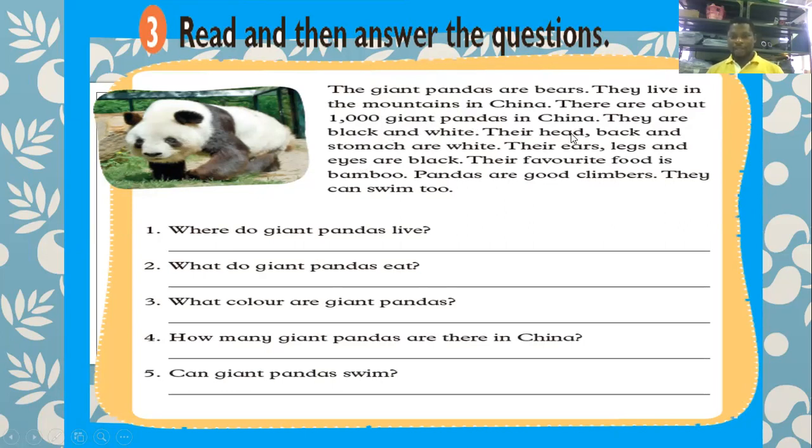Their heads, back, and stomach are white. Their ears, legs, and eyes are black. Their favorite food is bamboo.